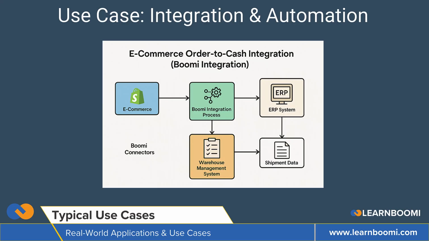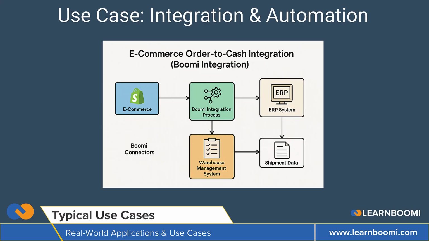Let's understand the business problem. A retailer company sells products on multiple e-commerce channels, which are Shopify, Amazon, and its own website. Each time a customer places an order, these things must happen. The order must be sent to the ERP, which is SAP, Oracle, or NetSuite. The inventory must be updated in the warehouse management system, which is WMS. Then shipping or tracking information must flow back to the e-commerce site.